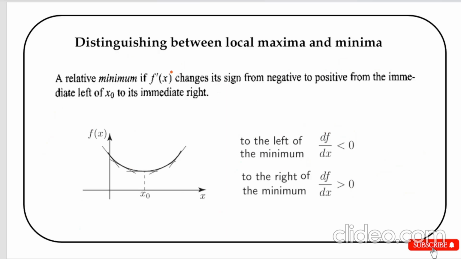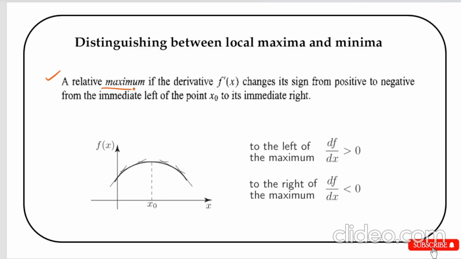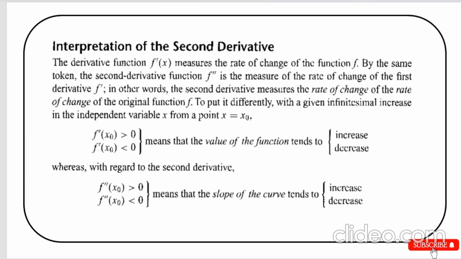Okay, now if you want more explanation, I have given you that as well. It is the same thing: to the left of the minima the slope is negative, to the right it is positive. So for a relative minima, this is the thumb rule: f prime x has to change its sign from negative to positive, from the immediate left of x naught to the immediate right. So this is what you see here. And for a relative maxima, the derivative changes sign from positive to negative, from the immediate left of the point x naught to the immediate right, which you see here. So to the left this is positive, and to the right the slope is negative. I hope this is clear.